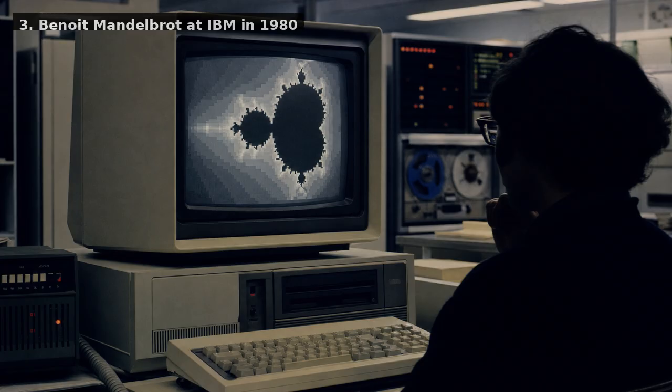Now jump to IBM in the year 1980. Benoit Mandelbrot was studying rough shapes there at work. He cared about coastlines, prices, and noisy signals. Those things looked messy, but not completely meaningless. They carried patterns that changed with viewing scale. He needed computer pictures to see them clearly.